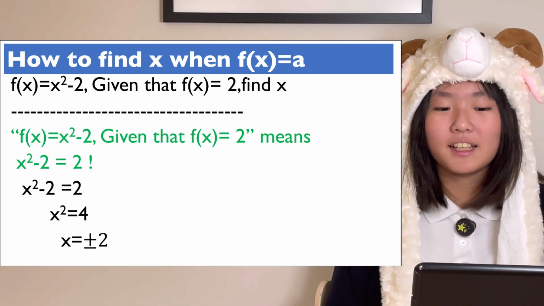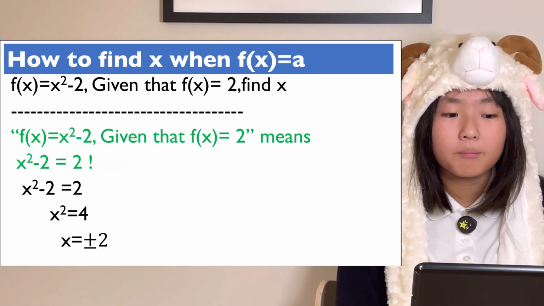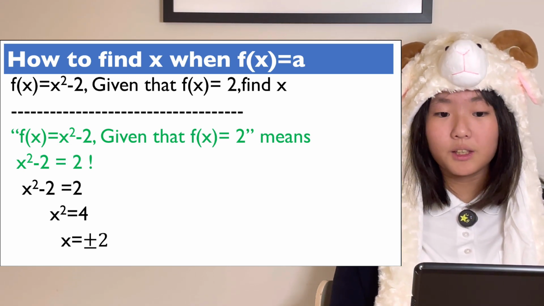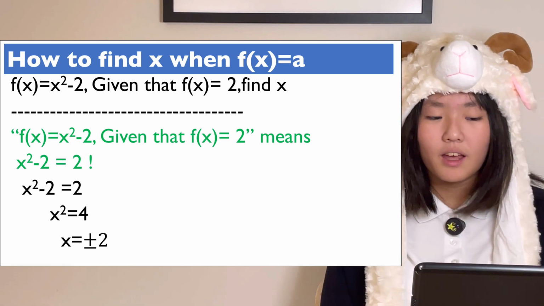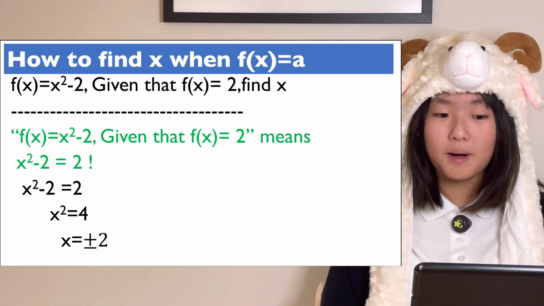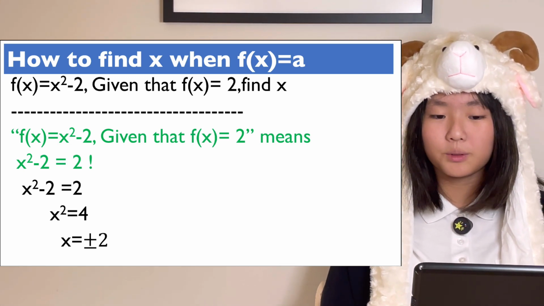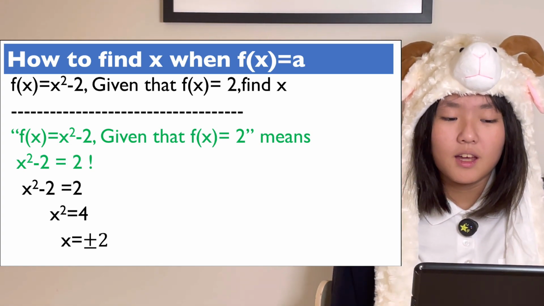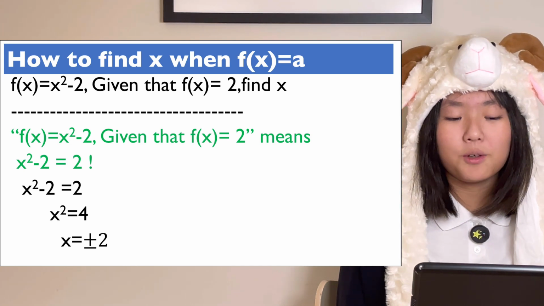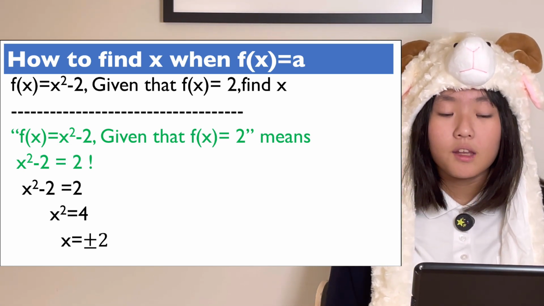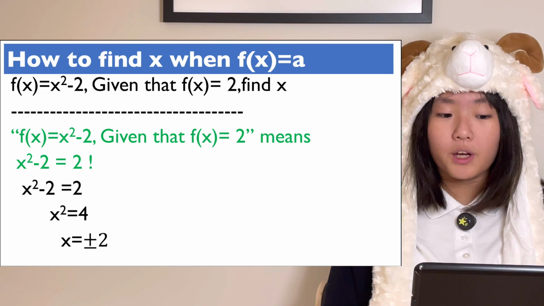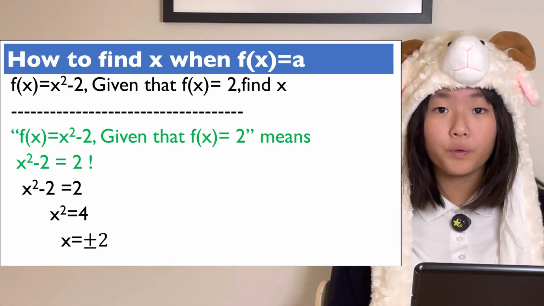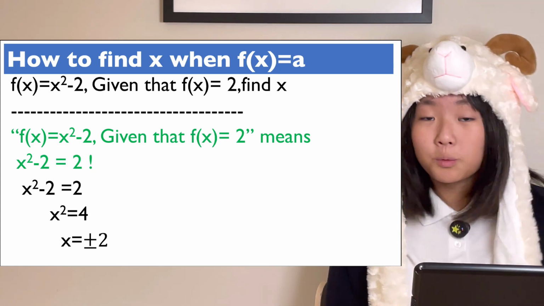Now, I'll teach you how to find x when f(x) equals a. f(x) equals x squared minus 2. Given that f(x) equals 2, find x. f(x) equals x squared minus 2. Given that f(x) equals 2 means x squared minus 2 equals 2. So, move the minus 2 to the right, then it will become x squared equals 4. Now, you can square root the 4 to find your answer. However, it isn't just 2, it's plus minus 2. So don't forget the plus minus, or else you will get that question wrong.